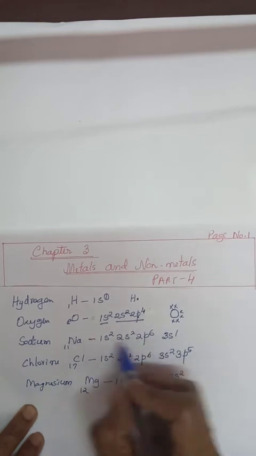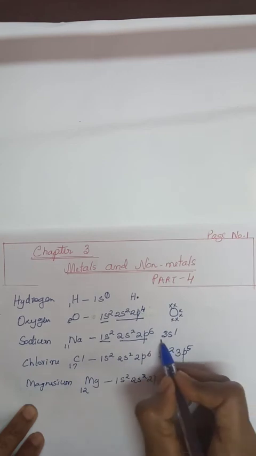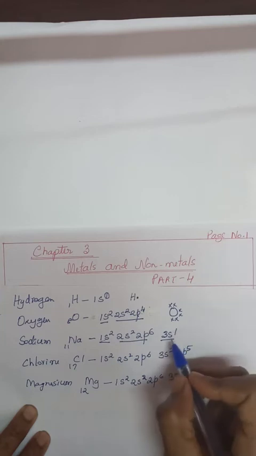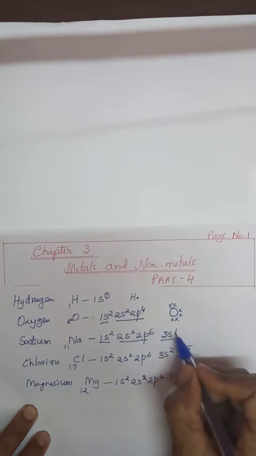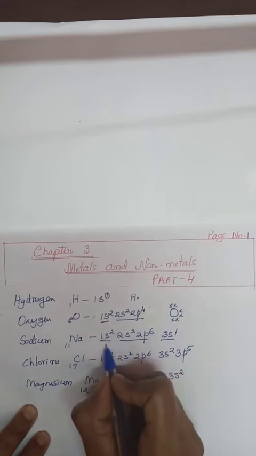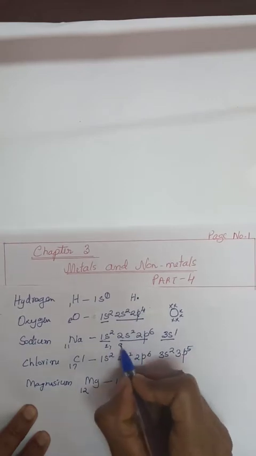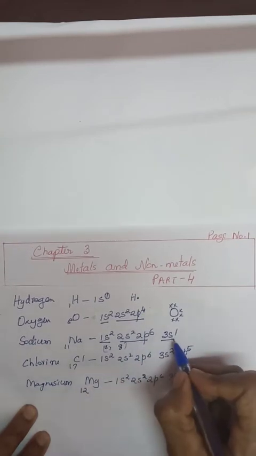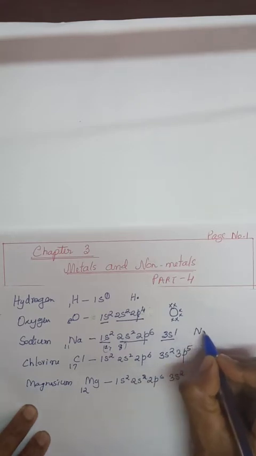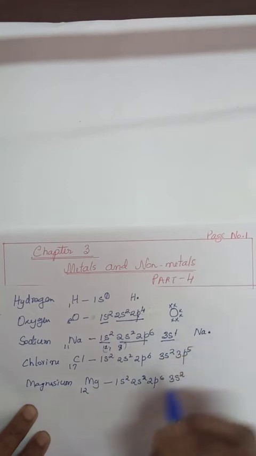Now for sodium, in the first shell 2 electrons, second shell 8 electrons, third shell there is only 1 electron. Sodium is losing its 1 electron from the outermost shell and it attains the octet configuration 2, 8. This is 2, 2 plus 6, 8. It is losing its electron from the outermost shell. Its dot structure can be written as Na, 1 electron. It is losing this electron.